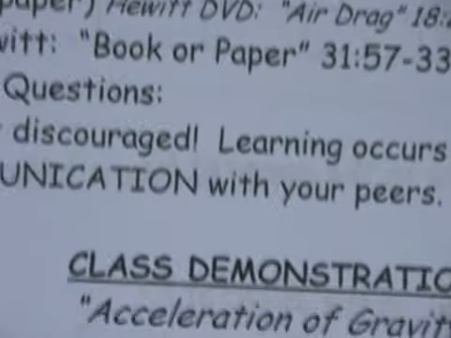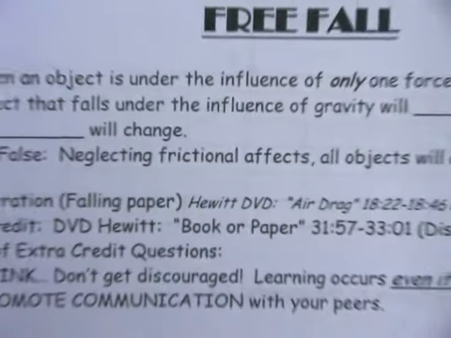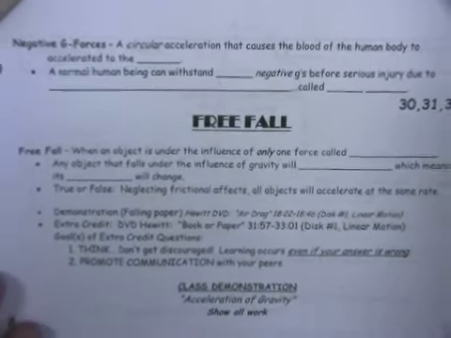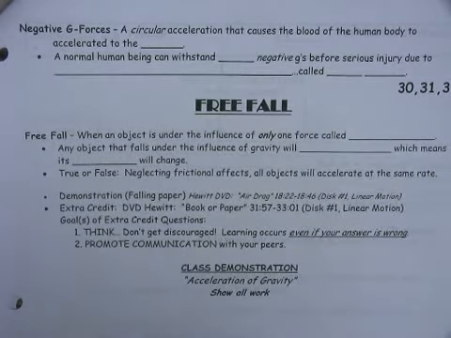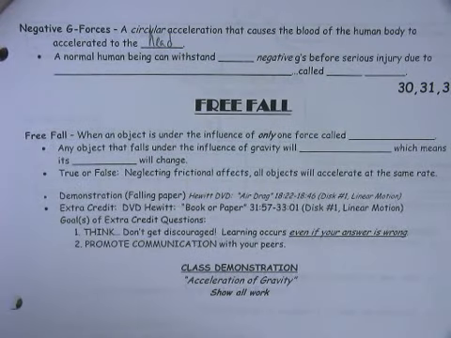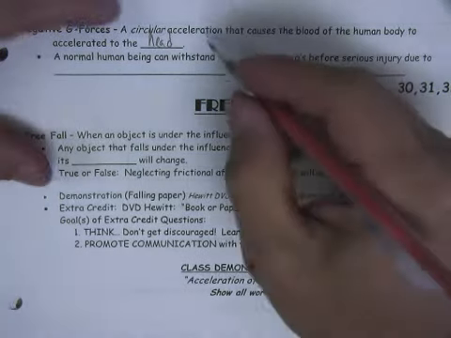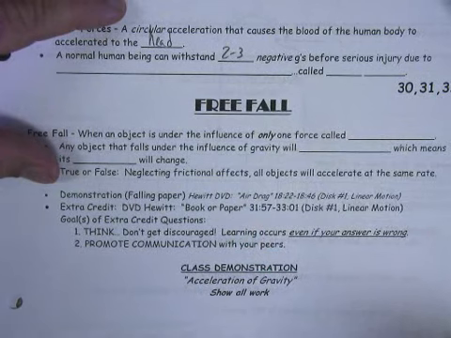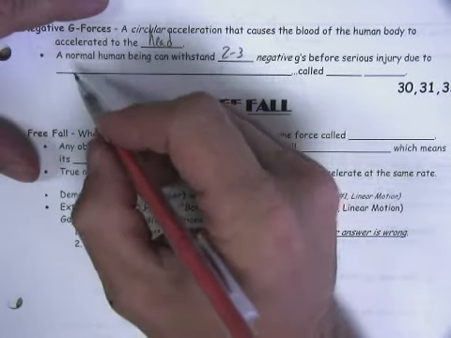You may have heard of negative g-forces. Let me zoom out a little bit so you can see what's going on here. Here's negative g-forces. I'll give you the definition first. Negative g-force is acceleration that pushes the blood of the human body toward the head. Now, at first glance, you might think, well, hey, that's the same as positive, because last time with positive g-forces the blood flowed to the legs, left the head, and that could cause passing out. Well, there's another issue that could possibly occur with all the blood flowing to the head, and so a normal human being can withstand only a few negative g's before serious injury.